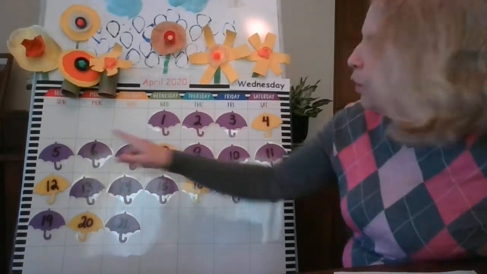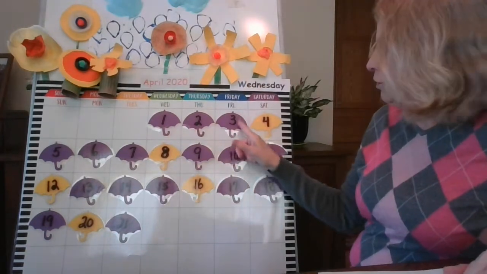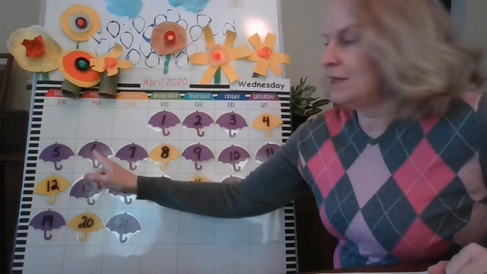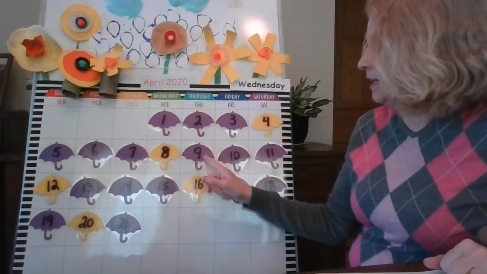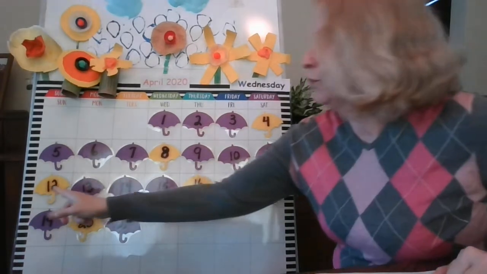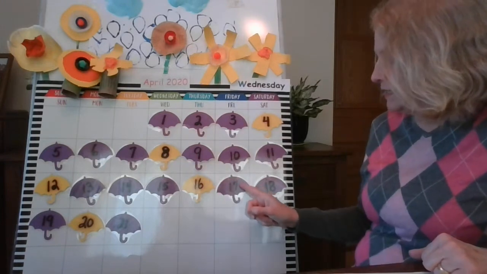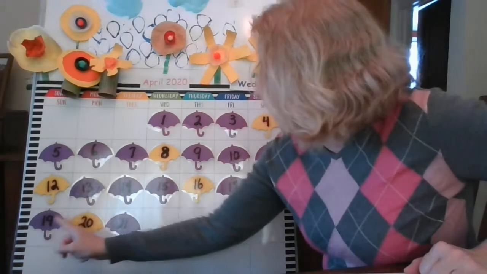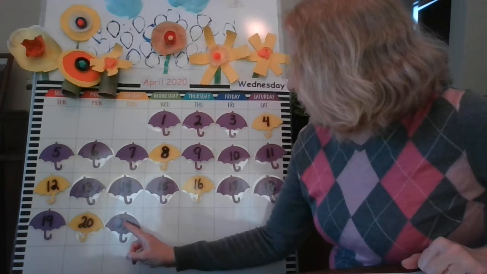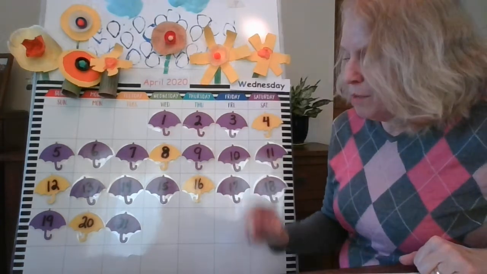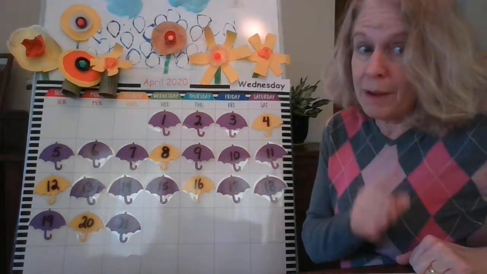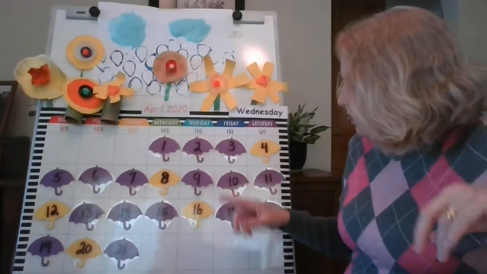Let's count. 1, 2, 3, 4, 5, 6, 7, 8, 9, 10, 11, 12, 13, 14, 15, 16, 17, 18, 19, 20, 21, 22. So it's going to have a 2 and a 2. But I'm not going to show you yet because we have to do our pattern, right? So let's see what our pattern is again.